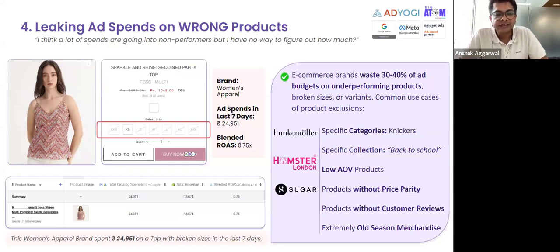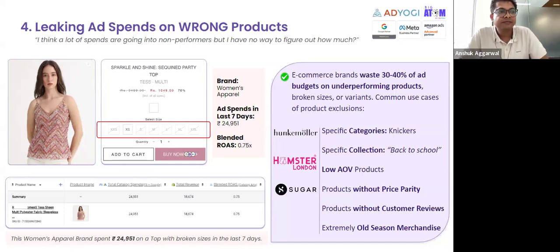And you will be surprised: why am I getting so much traffic on this product? You may think in your mind that this is not my best product, so why should so many people come to it? Maybe the conversion rate on this product is not good, for the same reason, right? And this particular product could be anything. It could be a broken size. Maybe you have only a small or an extra small in stock. It could be a category you don't want to promote.